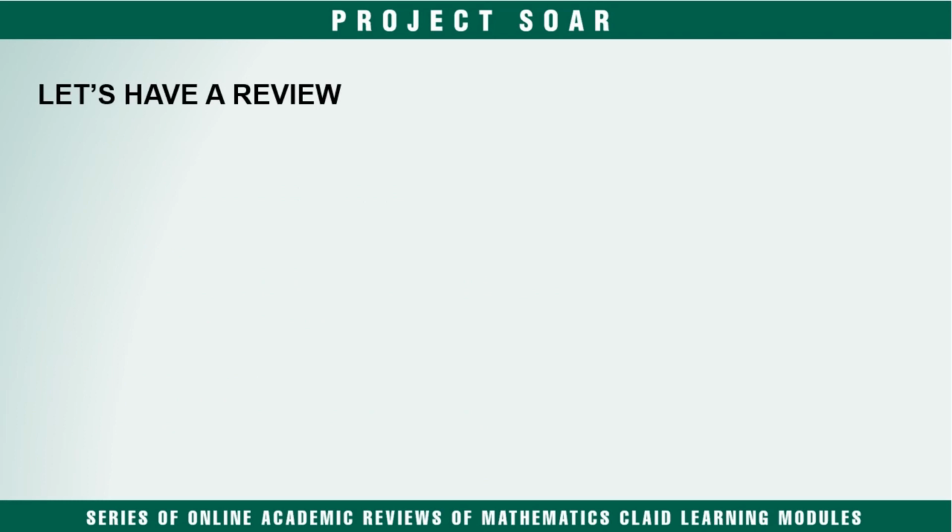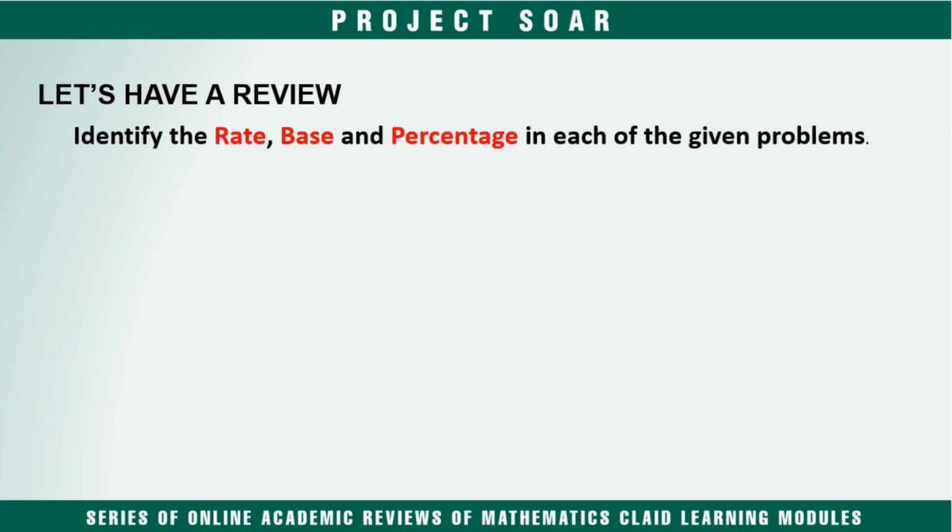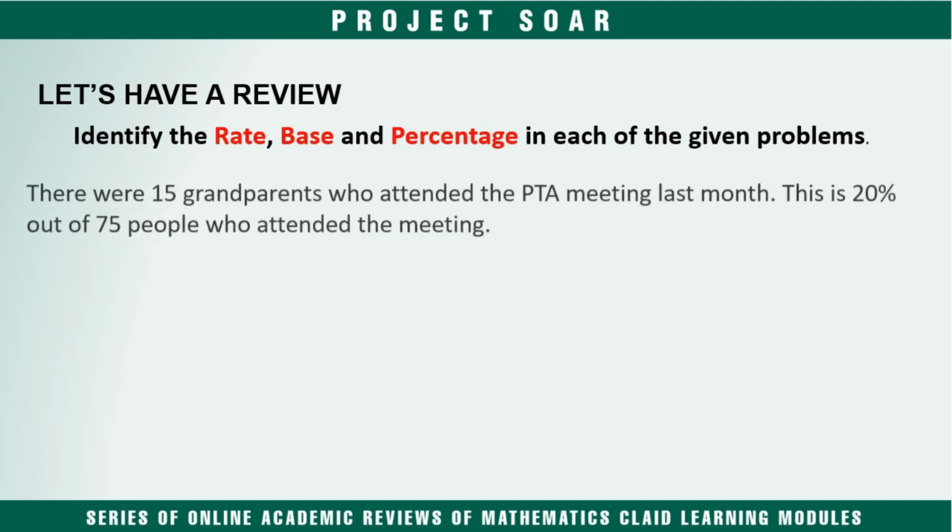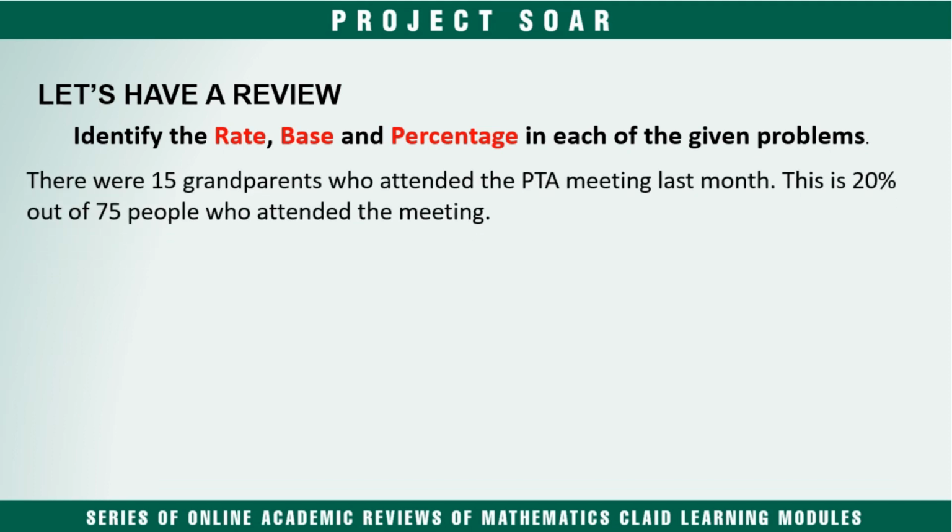Now, let's have a review. Identify the rate, base, and percentage in each of the given problems. Problem number 1. There were 15 grandparents who attended the PTA meeting last month. This is 20% out of 75 people who attended the meeting. What is your answer? Very good. Percentage is 15. Base is 75. And rate is 20%.